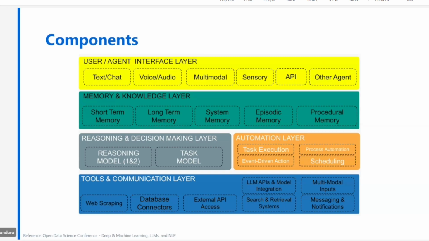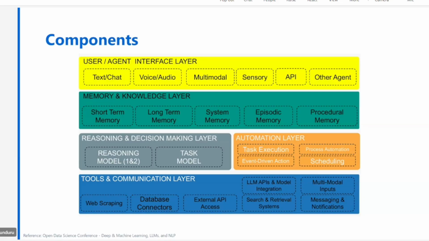Then the reasoning and decision making layer, a reasoning model and task model. This layer is a program which will be doing the reasoning and decisions by implementing different algorithms. We'll be discussing those things.